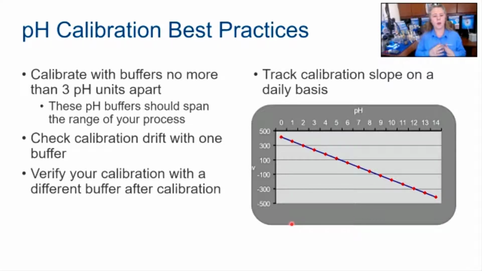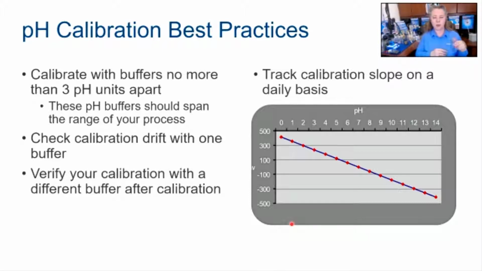When you're calibrating with buffers, you want to make sure that your buffers for calibration are no more than 3 pH units apart and no less than 2. You also want to make sure that the buffers bookend your process. So if my process is at pH 7.6, is a pH 4 buffer and a pH 7 buffer a good choice when I'm doing my calibration?